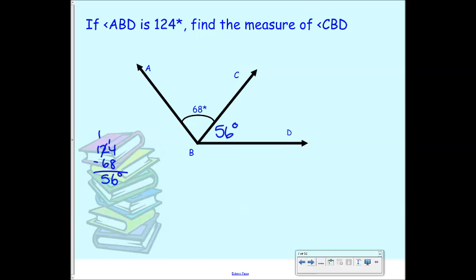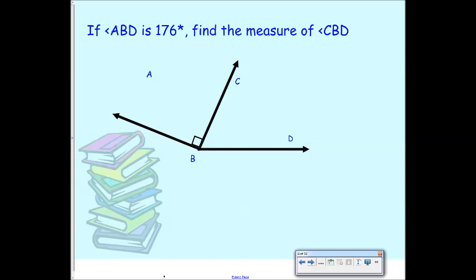If ABD is 176, how can you find the measure of CBD? Okay, how do you know that? Yeah, you see a little square. So even though there's no number, this tells you that this is 90 degrees. And since I gave you the total 176, I'm going to subtract 176 minus 90. And when I subtract that, I end up with 86.